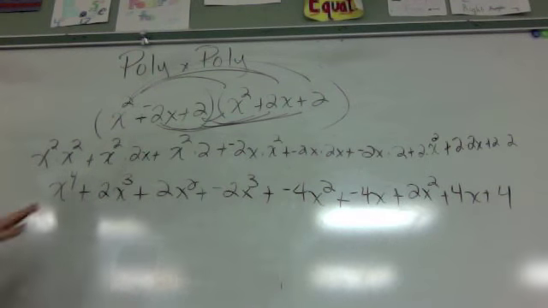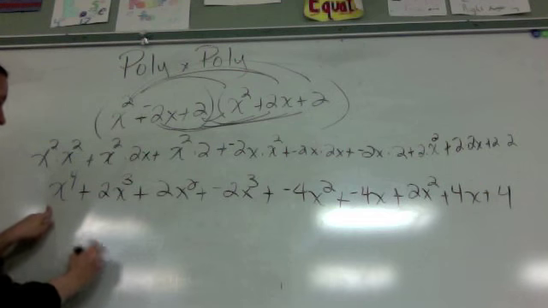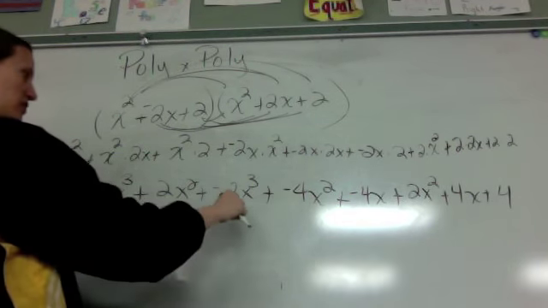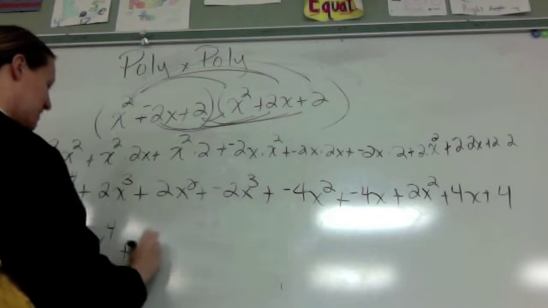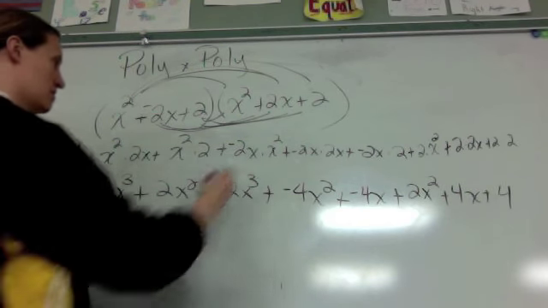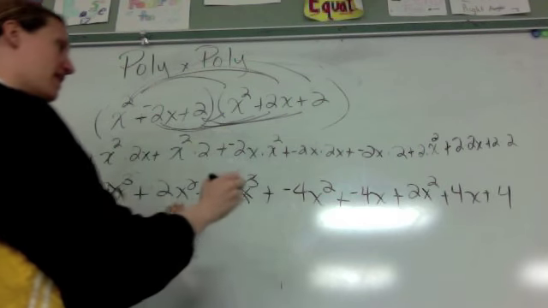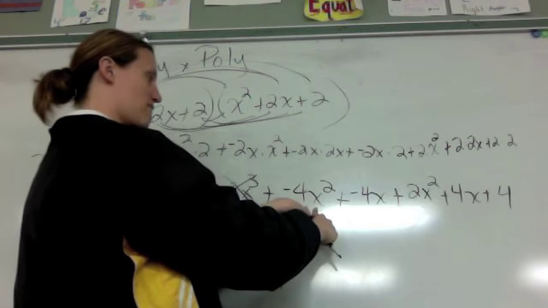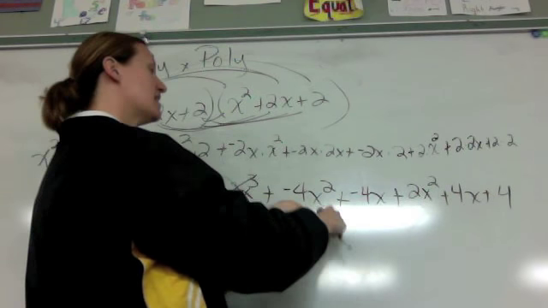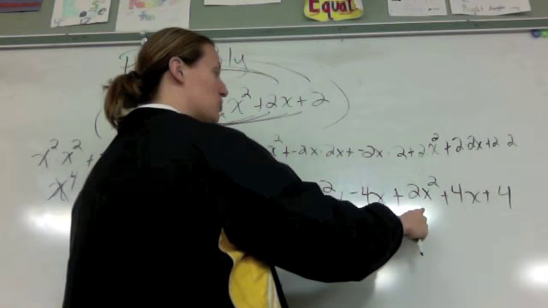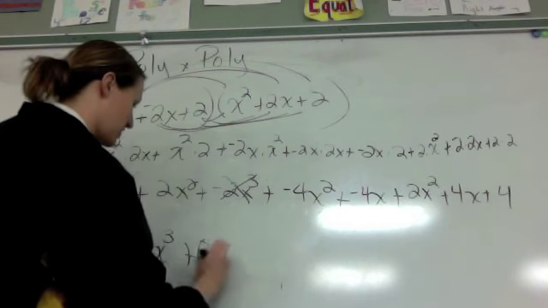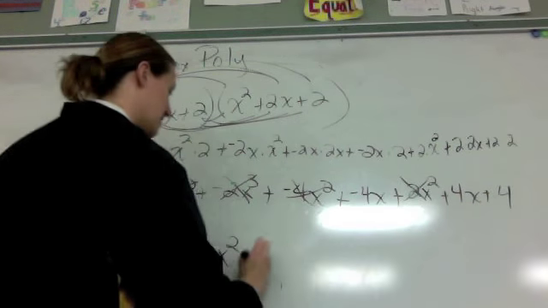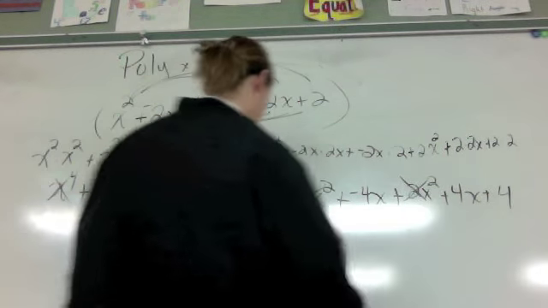Now I need to go through and look for my like terms. This is the only x to the fourth. If you want to cross it off, you can. 2x to the third and negative 2x to the third is going to give me 0. Cross those off. Now I actually have 3 x squareds here. So 2x squared plus negative 4x squared is negative 2x squared. And negative 2x squared plus positive 2x squared will give me 0. So there's a 0x squared term. Negative 4x plus 4x is 0x. And finally, I just have a 4.